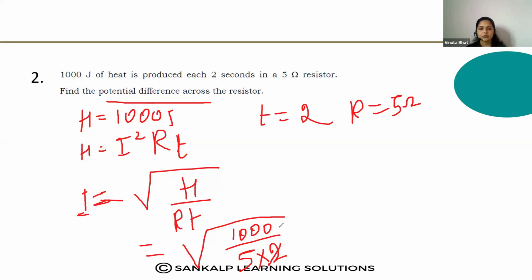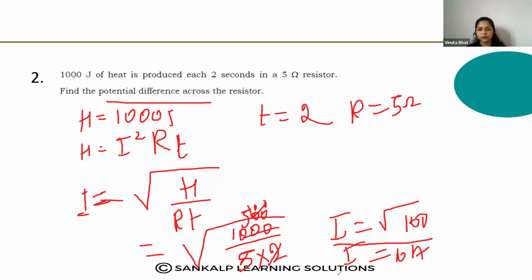So calculate this: I squared is 100, so I is equal to the square root of 100, I is equal to 10 ampere, right? So we know the value of I. Then find out the formula.